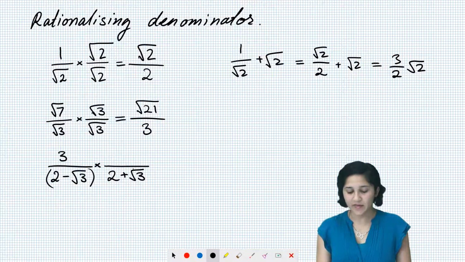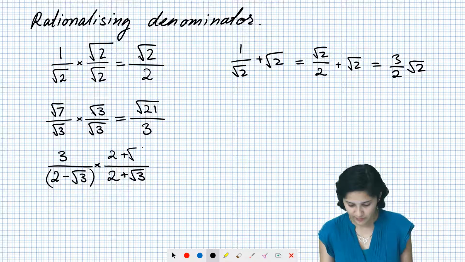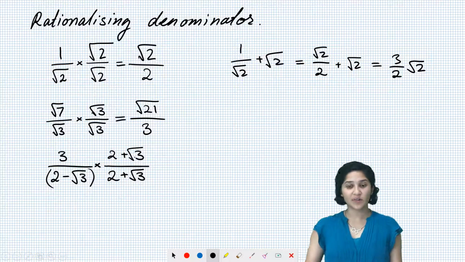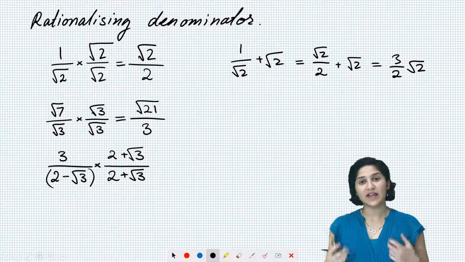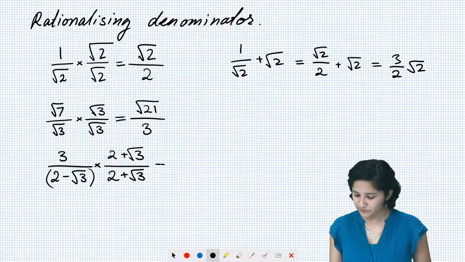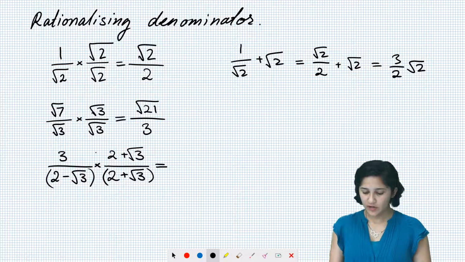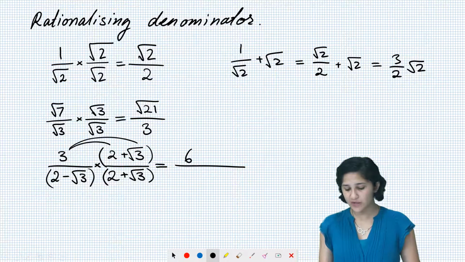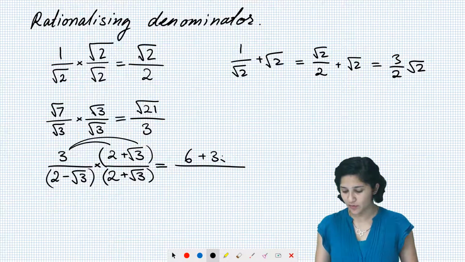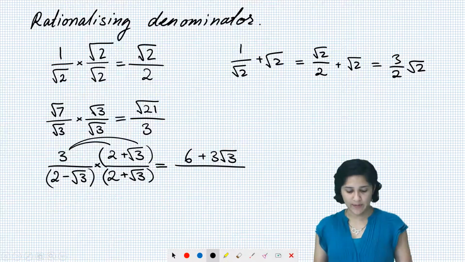Okay? And again, I have to do top and bottom the same. So 2 plus root 3. The reason that we do it like this is because now when I expand this thing, it ends up being a rational number. So let's actually try expanding this. On the top, we simply get 3 times 2, which is 6, and 3 times root 3, which is 3 root 3. And on the bottom, we have to do our FOIL expansion.